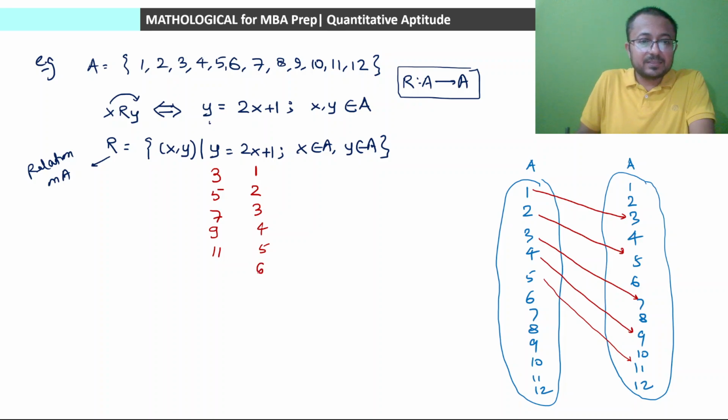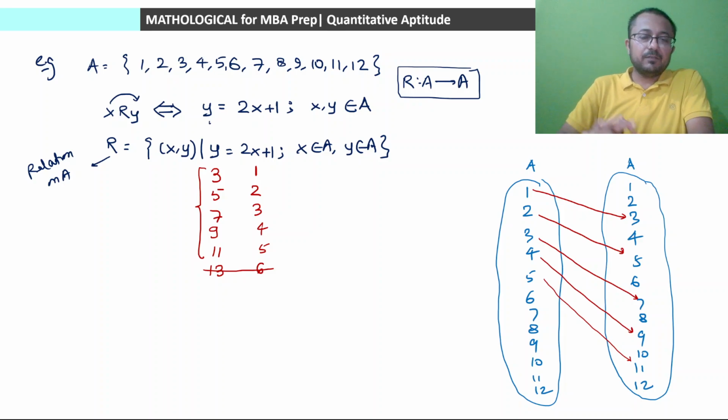Now for x is equal to 6, y becomes 13, and then larger values will come, but 13 is not there in set A. So this will not be a relation. So only 5 relations are possible. 5 elements are possible in this relation. When x is equal to 1, y is equal to 3, x is equal to 2, y is equal to 5, x is equal to 3, y is equal to 7, x is equal to 4, y is equal to 9, and x is equal to 5, y is equal to 11. Only 5 elements are possible in this relation.